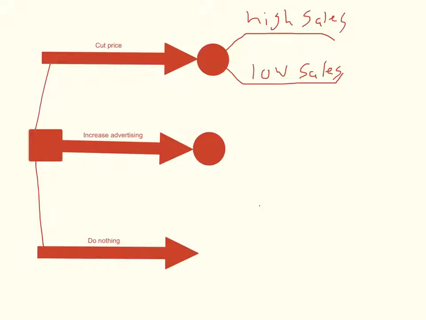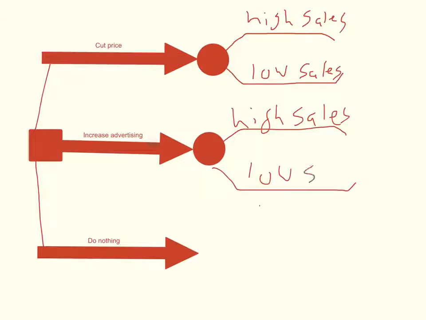We also need to add the outcomes for this option, so increase advertising. So if the business decides to increase advertising costs, there'll also be likely outcomes. These outcomes could be, again, a result of an increase in sales. So again, this could lead to high sales, or could lead to low sales.